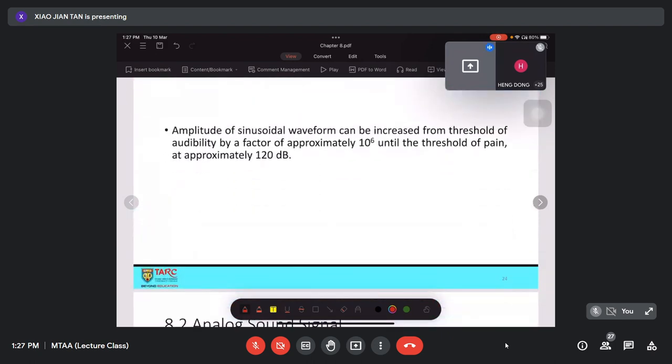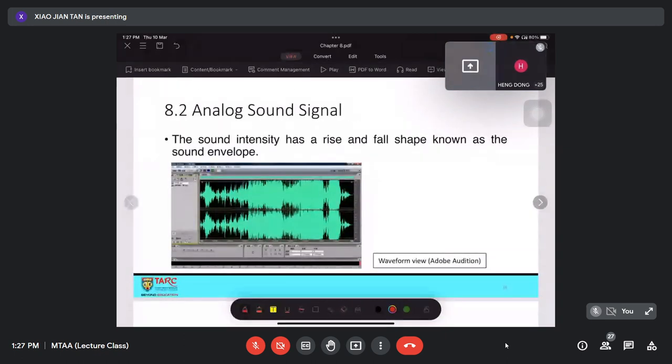Amplitude of sinusoidal wave, this one I already repeated. Analog sound signal: the sound's intensity has a rise and fall shape, known as the sound envelope. So this would be a very common picture when it comes to audio. For example, you have, sort of, this one.